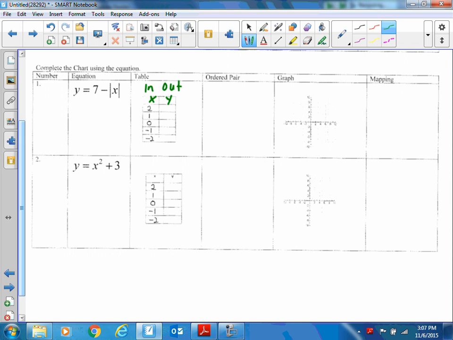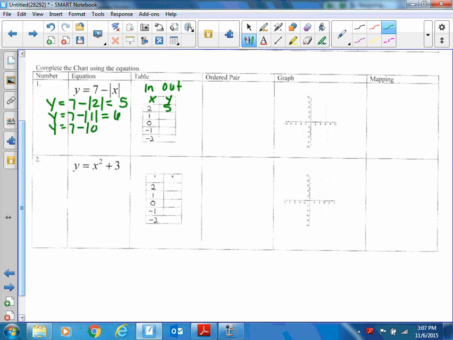So the first one is 2. So y equals 7 minus the absolute value of 2. Well, the absolute value of 2 is 2, so 7 minus 2 is 5. So I'm going to put a 5 right here. Now let's look at the next one. 7 minus the absolute value of 1. Absolute value of 1 is 1. 7 minus 1 is 6.